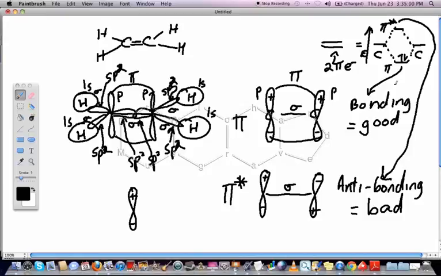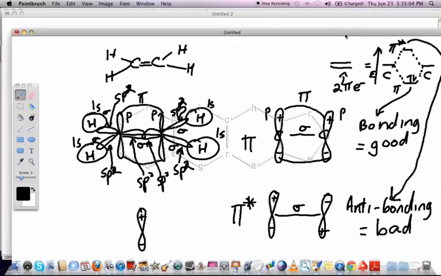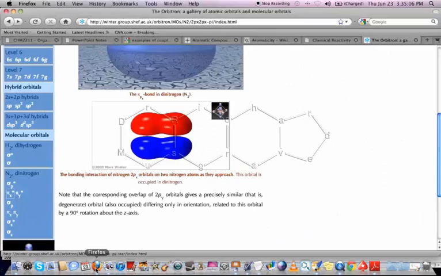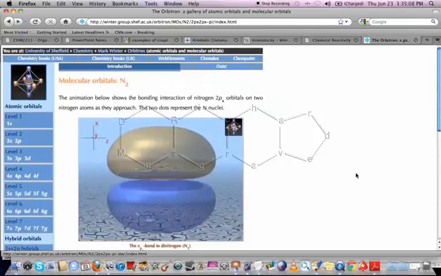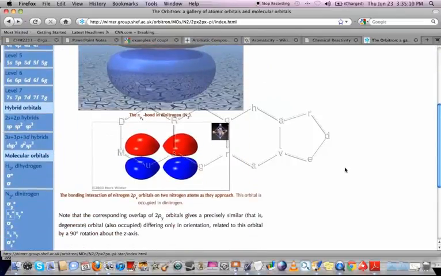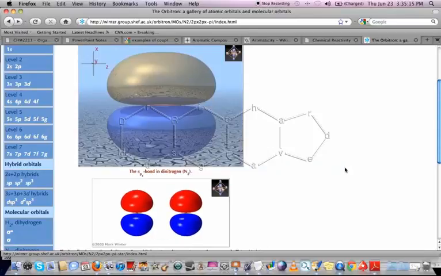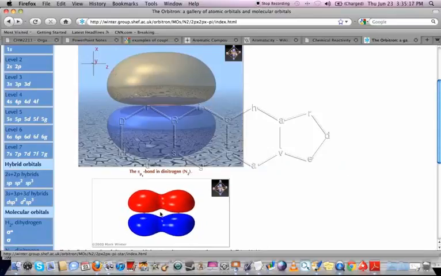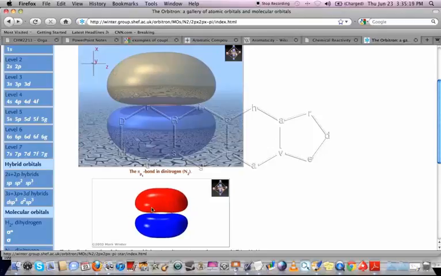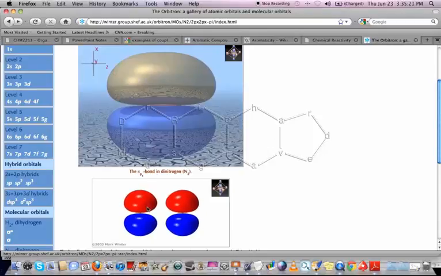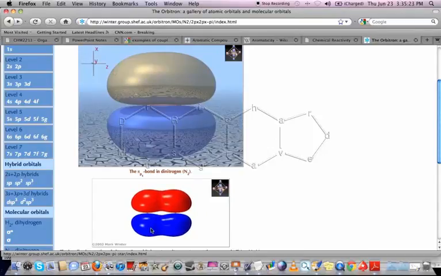Alright, let's take a look at what I mean by bonding and anti-bonding. And we can do that by taking a trip to the Orbitron. Just look up Orbitron in Google and you'll see where I'm at. So this is a pi bond that's bonding. This is two p orbitals, and they are bonding together. You can see their phases match. We have red matching with red, blue matching with blue. So that's good. That's a bonding situation.